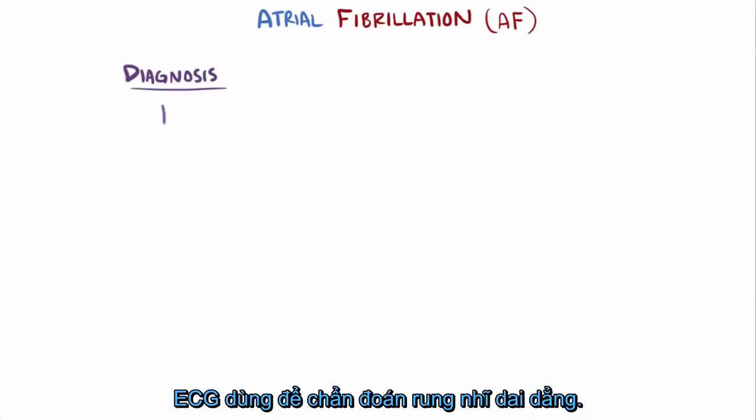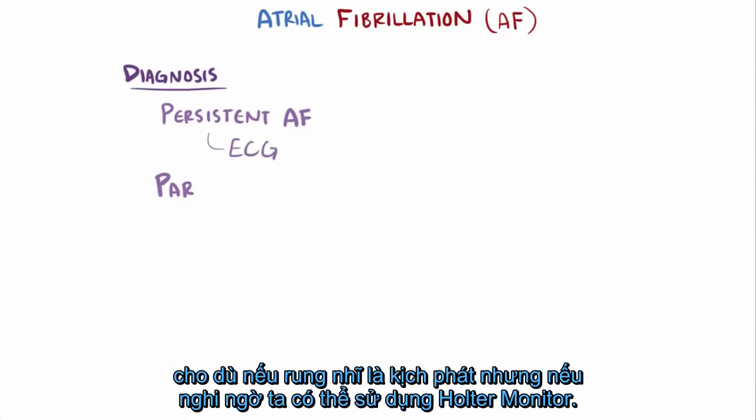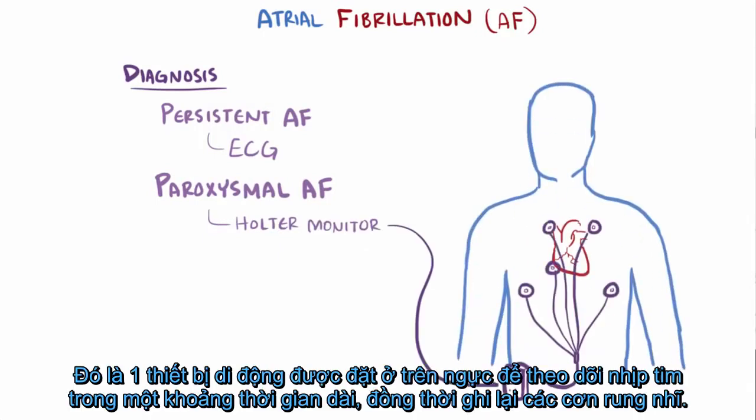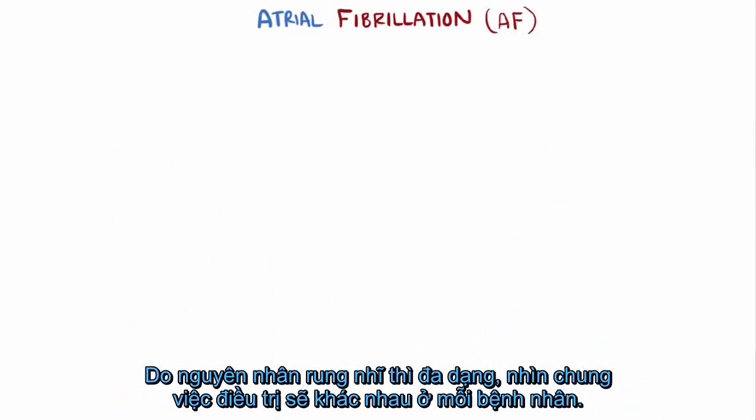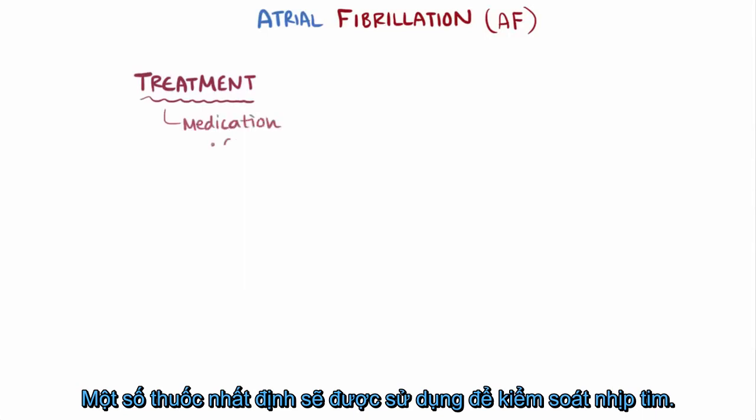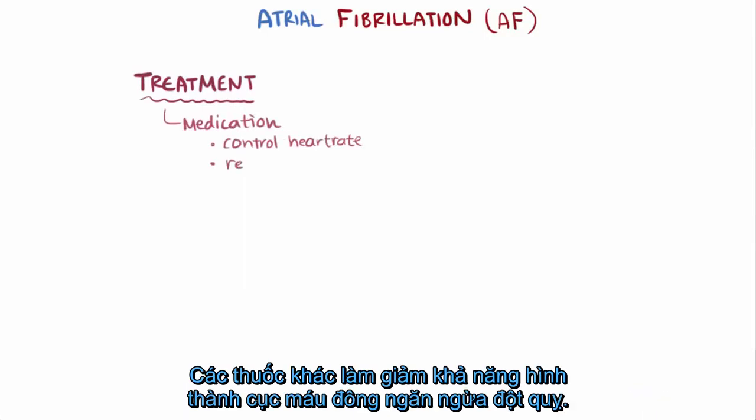Now, diagnosis of persistent AF is done by ECG. Although if the episodes are paroxysmal, but they're suspected, then someone might have a Holter monitor, which is a portable device placed on the chest that monitors their rhythm over longer periods of time and records potential AF events to be viewed later. Since AF is caused by such a diverse range of issues, treatment is generally different from patient to patient. Certain medications that help control the heart rate might be given, or medications that reduce the likelihood of blood clot formation and therefore prevent stroke.